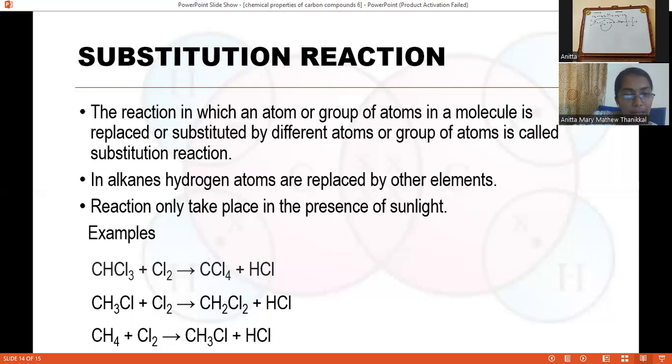In alkane hydrocarbons, atoms are replaced by other elements. Here we can say that hydrogen atom is replaced by other elements. So this reaction is a removal of hydrogen and adding of other elements. So it is a substitution. Here example, consider CHCl3 plus Cl2 gives CCl4 plus HCl. How the reaction takes place? I will explain.